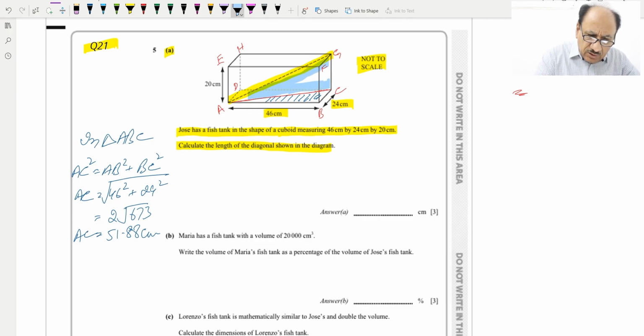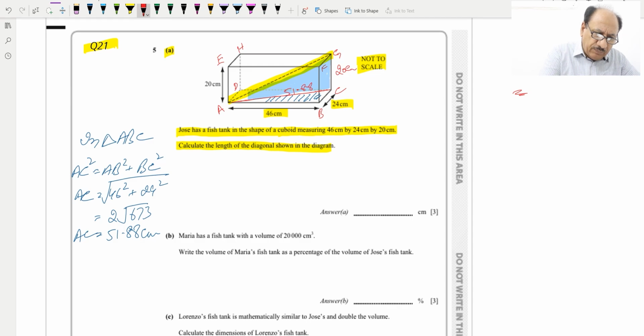Which triangle are we considering? We are considering ACG, and we know CG is the same as AE, so this will be 20 centimeters, and we have calculated AC as 51.88. So we need to find the length.